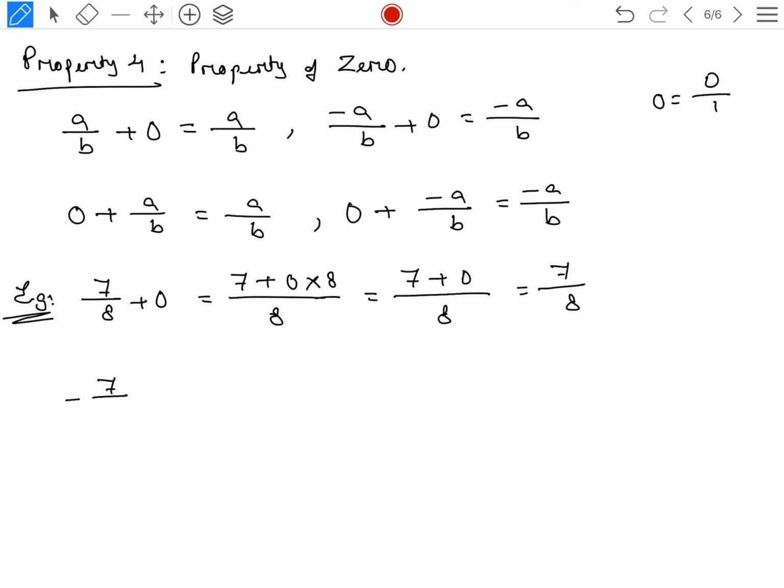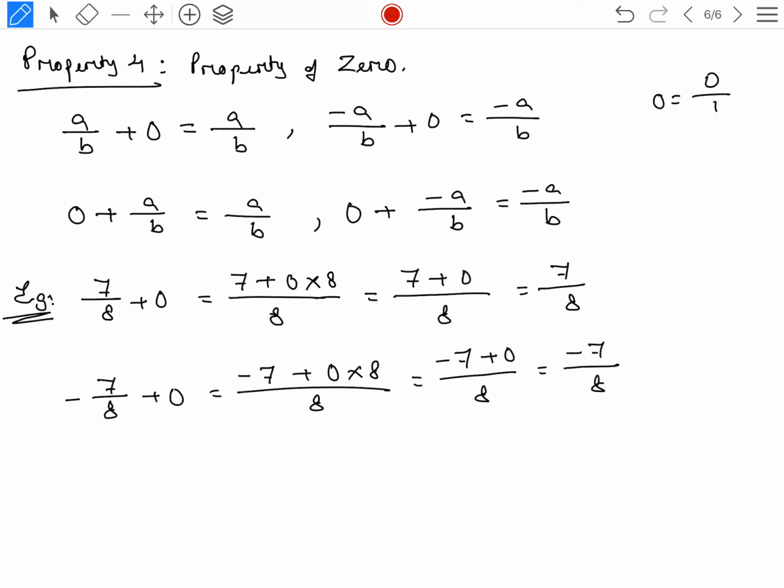Understood? Look at another example, minus 7 by 8 plus 0. Again LCM will be 8, so it will become minus 7 plus 0 into 8. Okay, so it will become minus 7 plus 0 divided by 8. So our answer will be minus 7 by 8. Understood? So this is the property of 0.